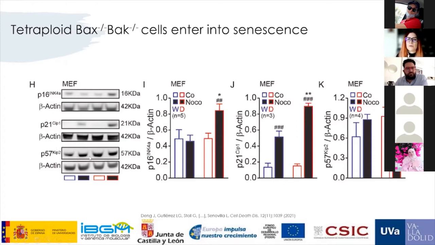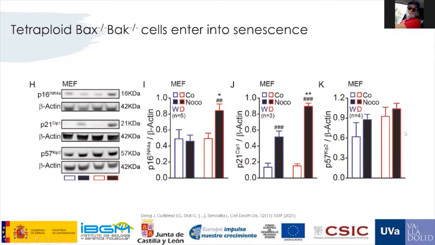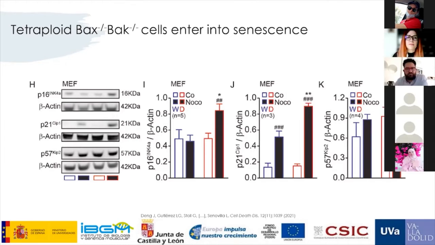And in fact, we observe that the expression of P16 and P21 was higher in DKO cells treated with nocodazole compared to the wild type ones. We didn't observe any difference for P57. So that means that tetraploid double KO BAK cells enter into senescence.